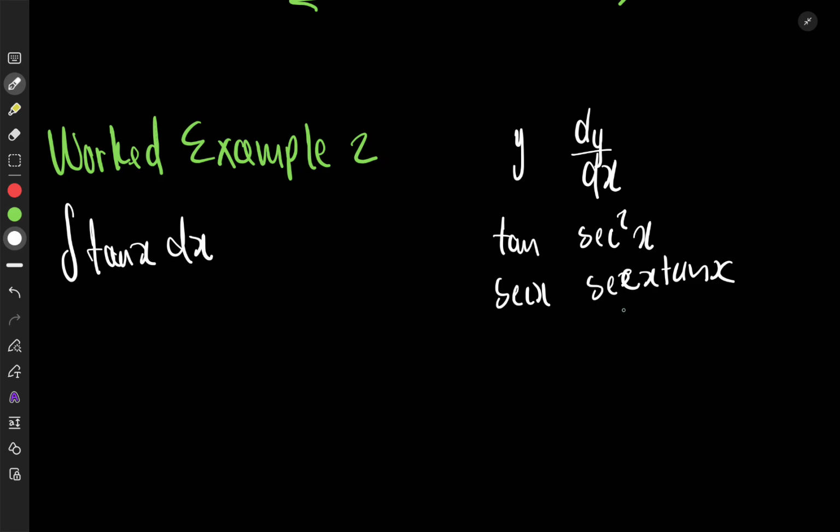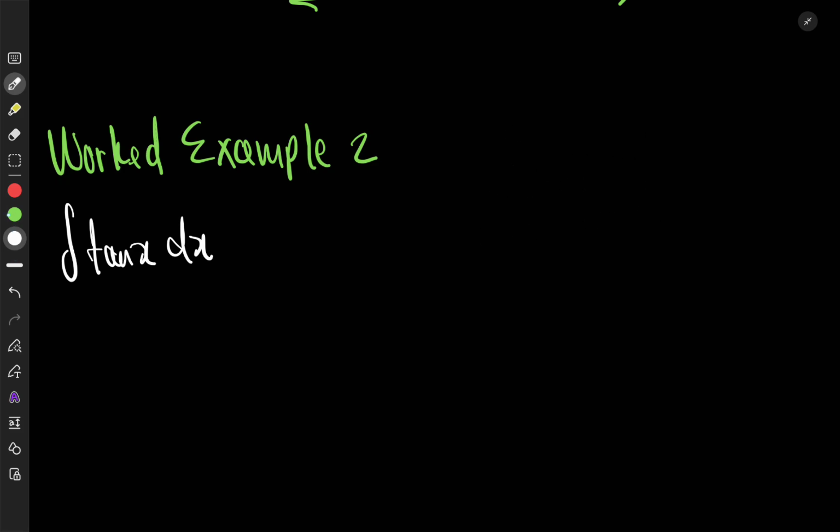So how do I integrate? Because integrating is moving backwards. How do I move backwards if there is no derivative which gives you tan? So if there is no tan, then how should I do it?